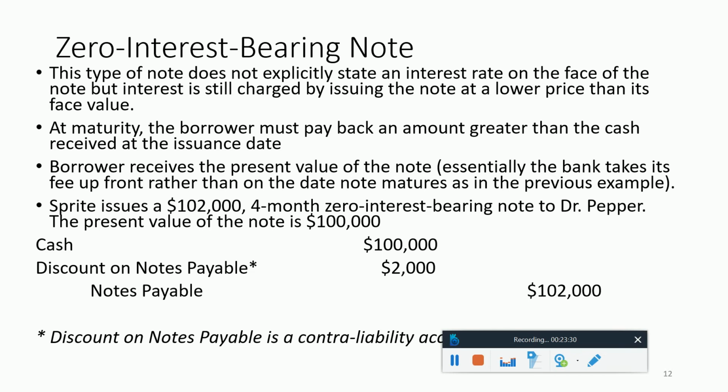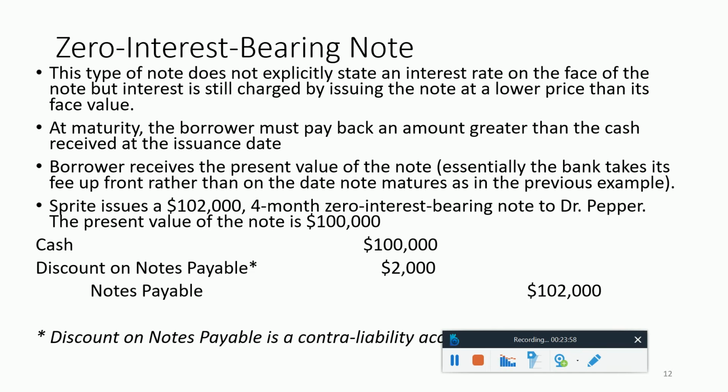Next, let's take a look at a zero interest-bearing note. This type of note does not explicitly state an interest rate on the face of the note, but interest is still being charged by issuing the note at a lower price than its face value. At the maturity of this note, the borrower is going to pay back an amount greater than the cash that they received at the issuance date.